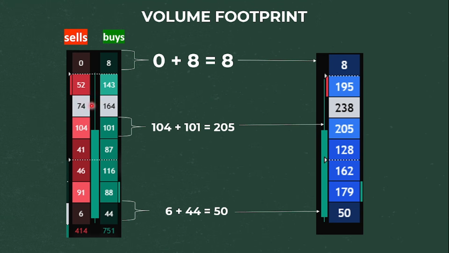Same thing for these ones, or let's move on to this one. 104 plus 101 is 205, goes right here. It's directly straight off. And the last one, example 4, it's the 6 at the sell market side and the 44 at the buy market side. It's 6 plus 44 and it's 50, goes right here. It's basically how the volume footprint is printing.